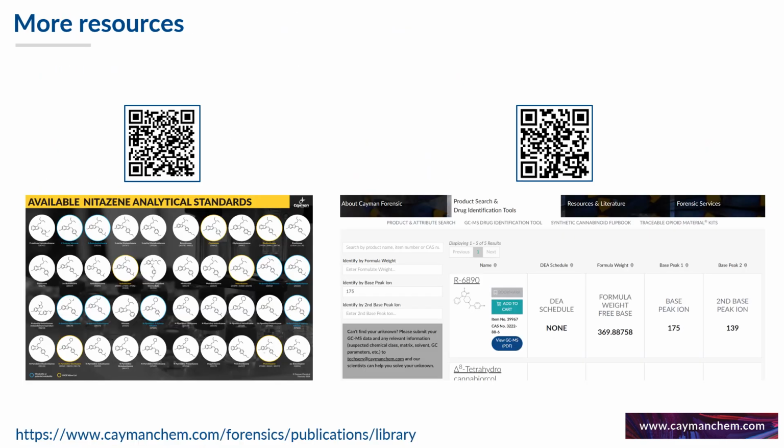We have a number of resources available on our website to assist with the identification of unknown spectra. If you follow this QR code, this will take you to our GC mass spec identification tool, where you can filter your data by formula weight, base peak ion, and secondary base peak. That will bring up the compounds in our catalog that match those queries, and then you can view our GC mass spec data PDFs by clicking that little blue button. We also offer our GC mass spec library completely free of charge, so that is available for download as well.